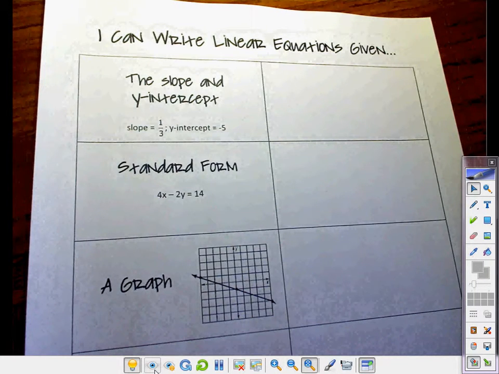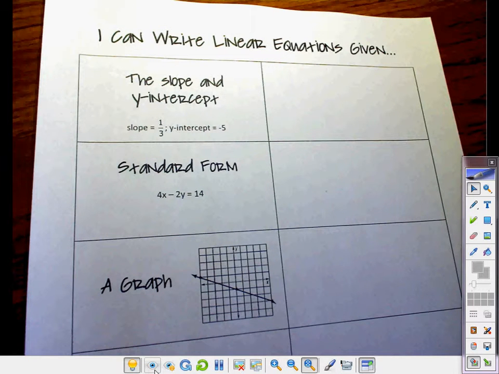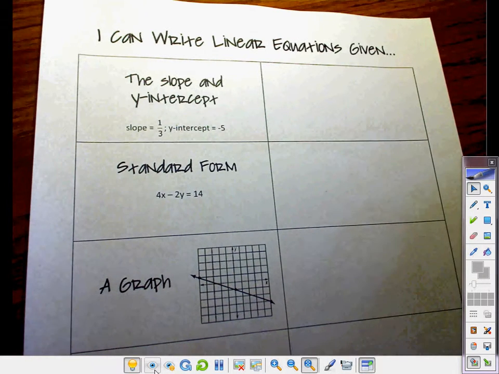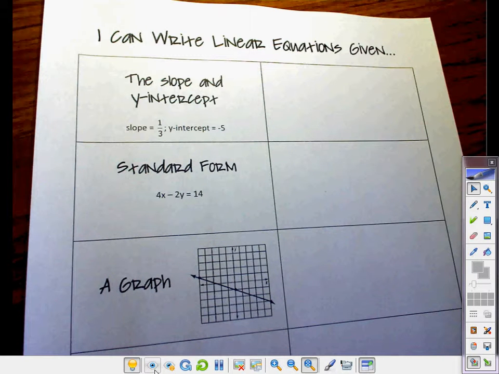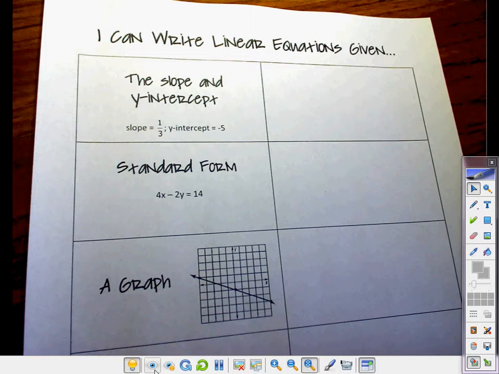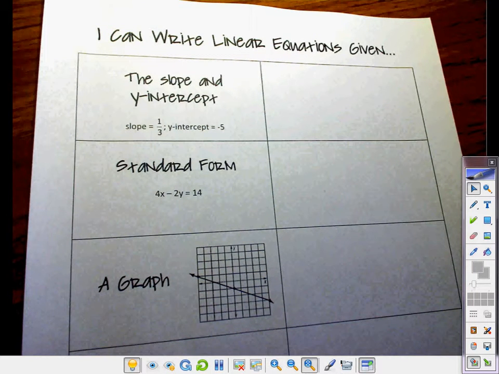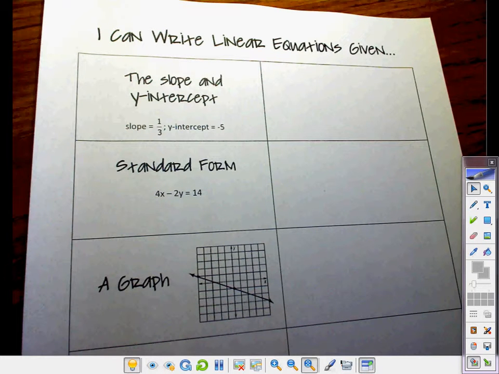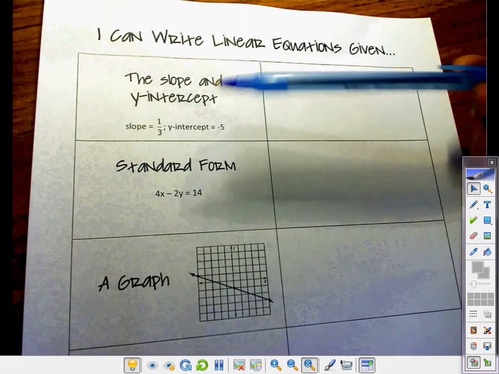Okay, so this should be just kind of a review of what we've already done. We'll have your real review on Thursday. We'll have your unit test on Friday. And tomorrow we'll have another small lesson. It'll be something called correlation coefficient. It won't be a huge deal, but it's something we still have to talk about, okay? So today our lesson is going to be over writing linear equations. You should already know how to write linear equations given all of these different scenarios.